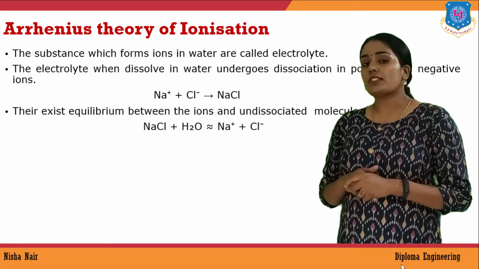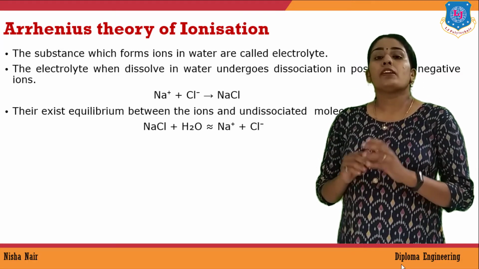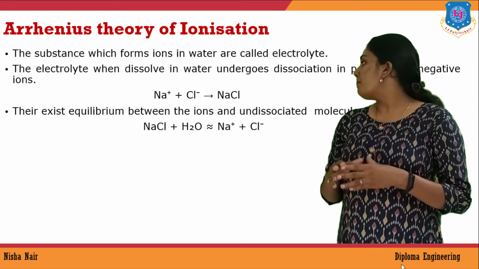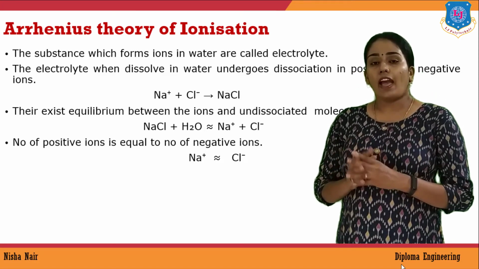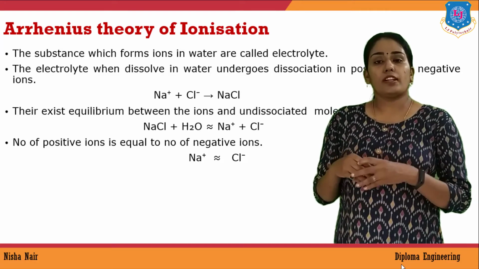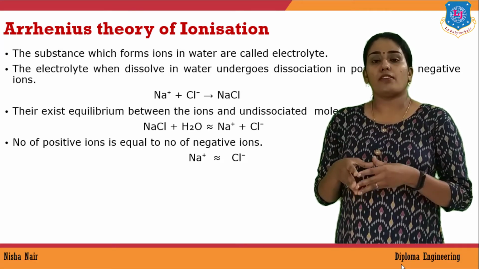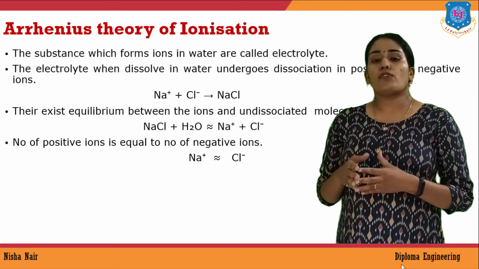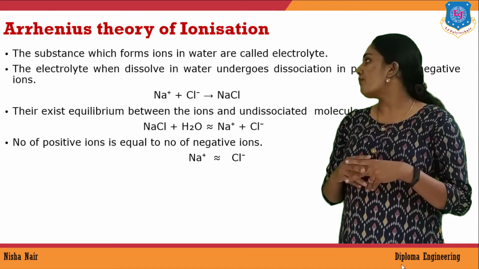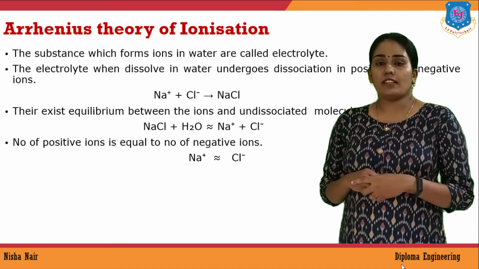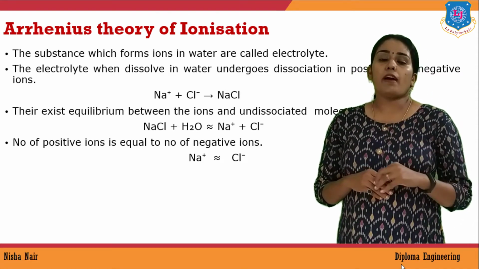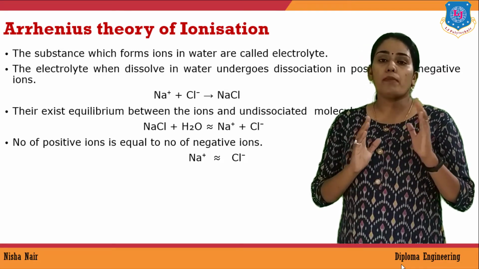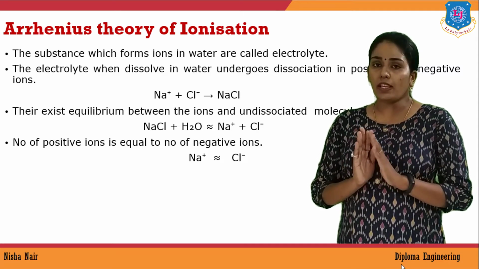And third postulate, Arrhenius had explained that the number of cations in the solution will be equal to the number of anions in the solution. Means whatever molecule gets dissociated into the solution, the cations formed and the anions formed, their numbers will be equal. Means if we add 5 moles of NaCl in the water, the number of sodium ions and the number of chloride ions will be equal. So the number of cations and anions will be equal.